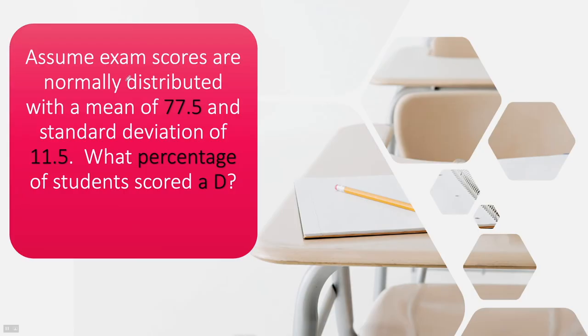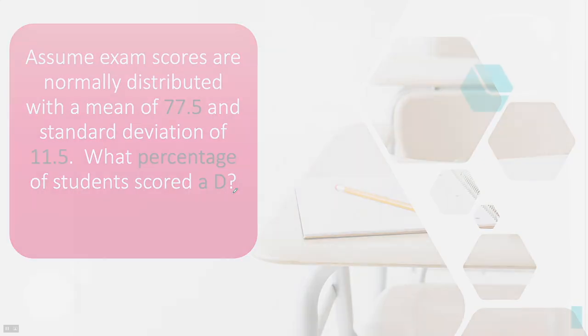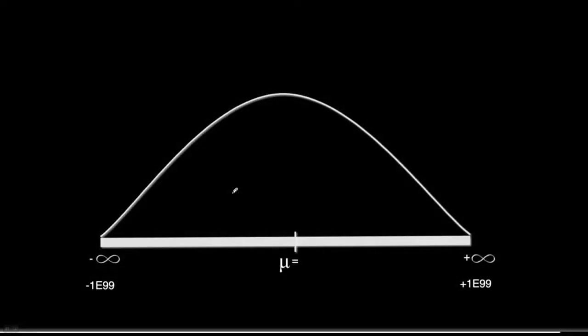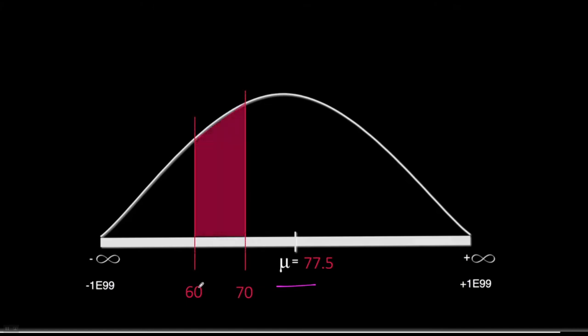For this one, we have exactly the same scenario as we had before, but this time we want to know what percentage of students scored a D. A D, again, we're assuming a college course, is going to be between 60 and 70%. As we go to draw our picture, we should expect to have the same mu, but now we're going to have 60 and 70, and we're going to shade between. Then we want to find out the percentage here, and so that would be which calculator function?